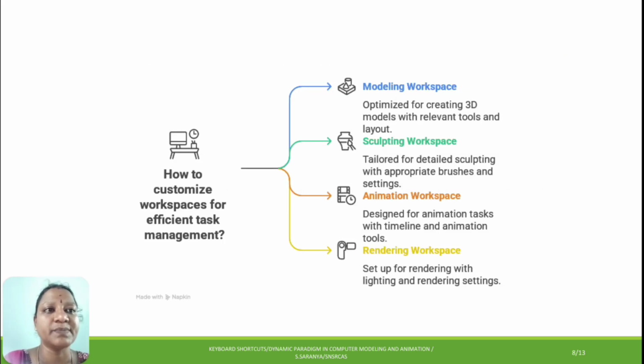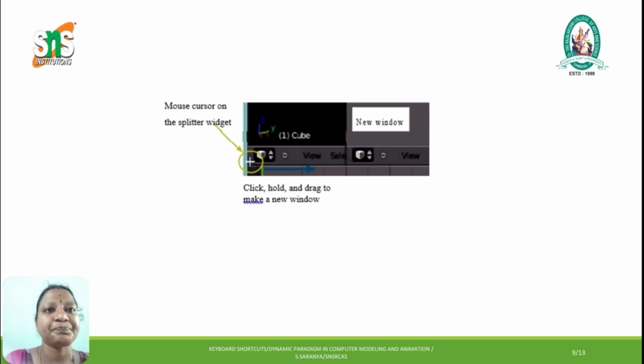The modeling workspace: optimized for creating 3D models with relevant tools in that layout. Sculpting workspace: tailored for detailed sculpting, providing appropriate brushes and settings. Animation workspace: designed for animation tasks with a timeline and animation tools. Rendering workspace: set up for rendering with lighting and rendering settings. Within these four, we can use a customized workspace for efficient task management.